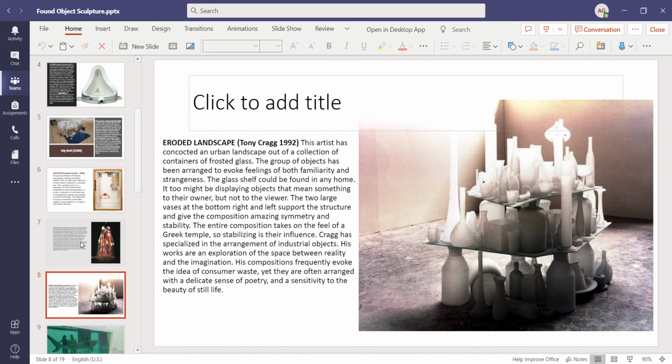So Craig specialized in the arrangement of industrial or manufactured objects. He wanted to talk mostly about the idea of consumer waste, or how much people waste when buying and selling things. So he took these everyday things and arranged them in a really nice poetic way, into a still life. So that's another way you can comment on different life topics.